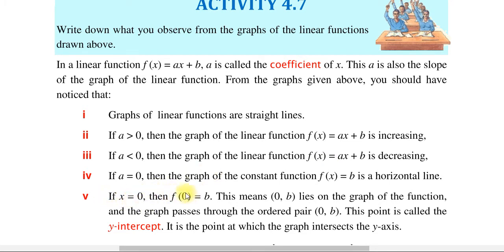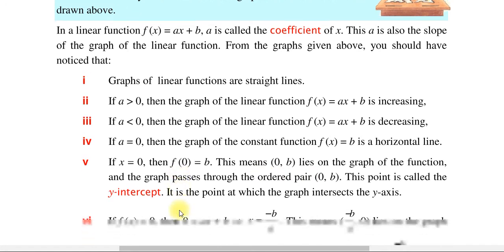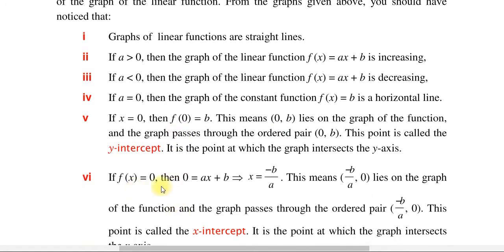If x is equal to 0, then f of 0 is equal to b. This means (0, b) lies on the graph of the function and the graph passes through the ordered pair (0, b). This point is called the y-intercept. It is the point at which the graph intersects the y-axis, which is called the y-intercept. The point is (0, b).